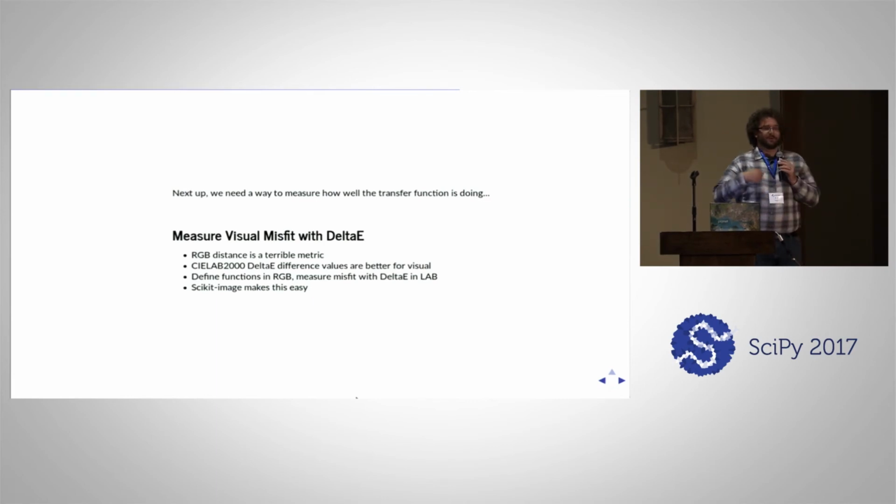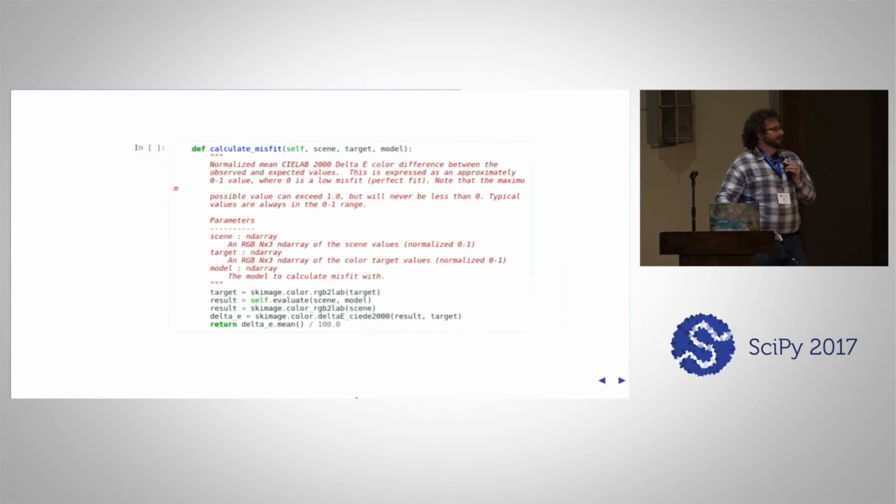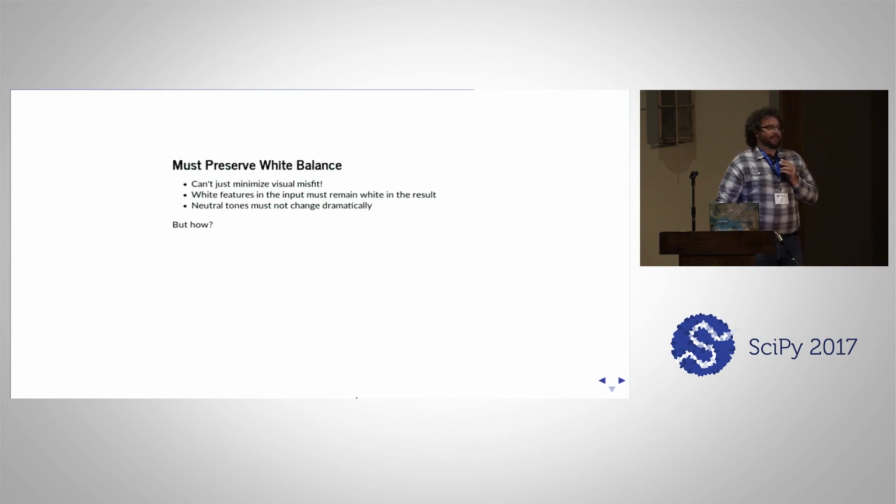So instead, we'll go over to LAB space and use delta E values. These are basically the difference over the absolute value, with a lot of fancy normalizations thrown in to make it visually representative. Fortunately, scikit-image does all the hard work for us, so we can get these nice visual misfits with just a couple lines of code. All we're doing is essentially taking the mean, in this case, of the misfit.